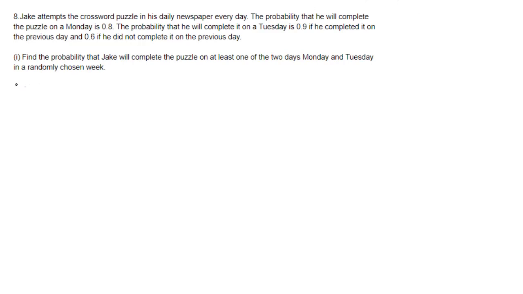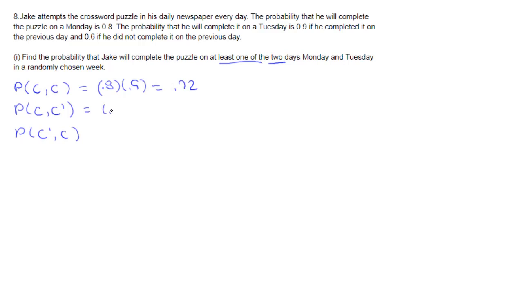Find the probability that Jake will complete the puzzle in at least one of the 2 days, Monday and Tuesday. So what we're talking about is complete and complete, complete and not complete, or not complete and then complete. Those are the 3 possibilities. Now the probability of it being complete and complete, well, that's going to be 0.8 times 0.9.